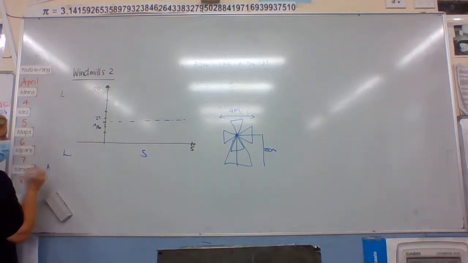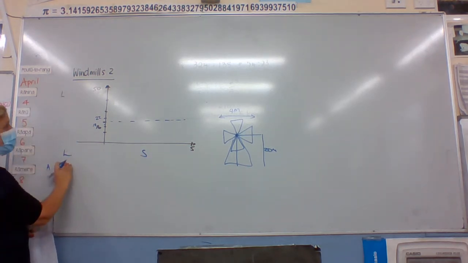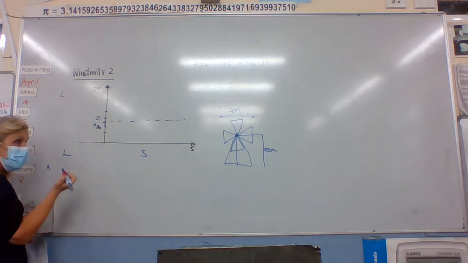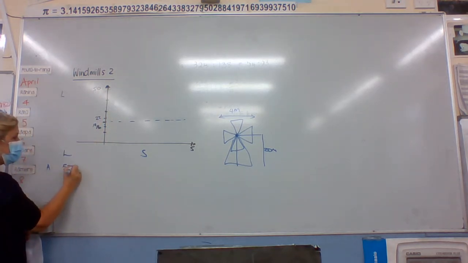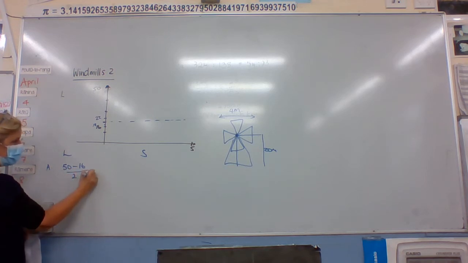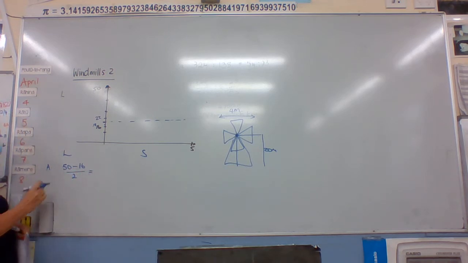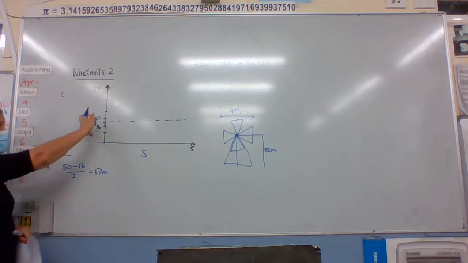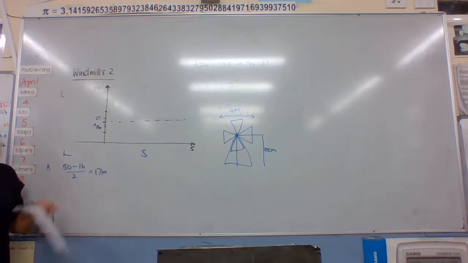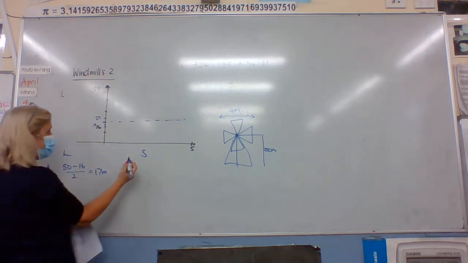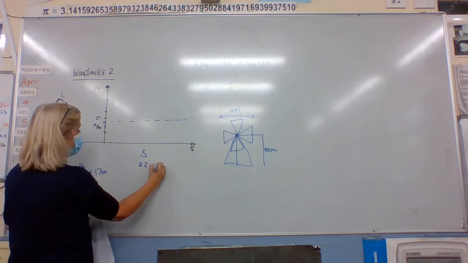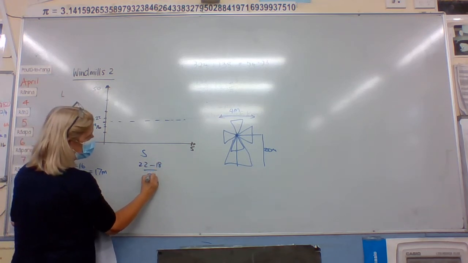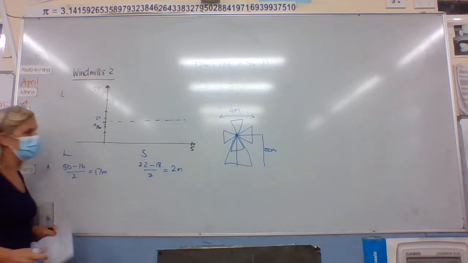So in our large and small, we're going to start with A. So A for the large one is going to be 50, the highest, minus the lowest, divided by 2. So 34 divided by 2, 17 metres. And the other one is from 22 minus 18 divided by 2 equals 2.